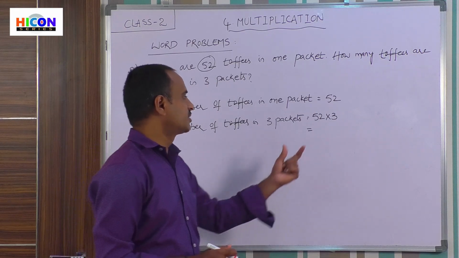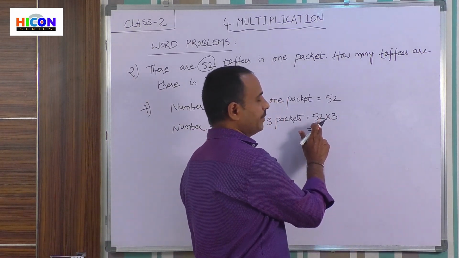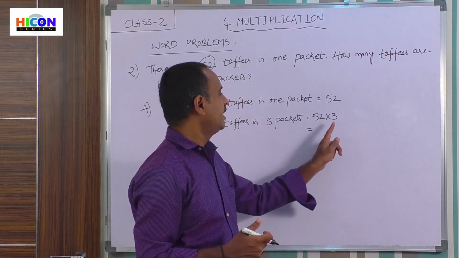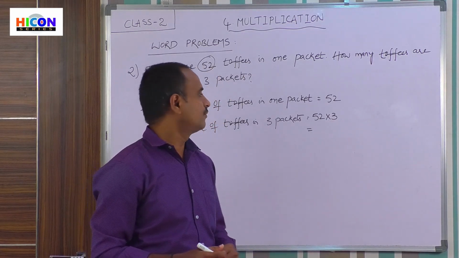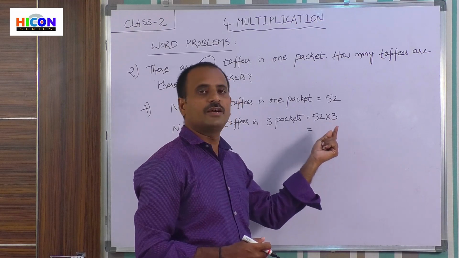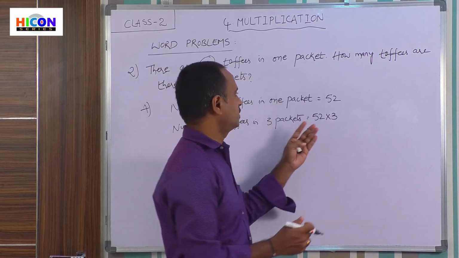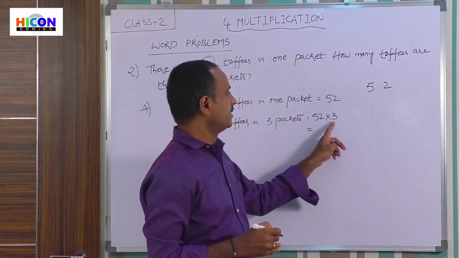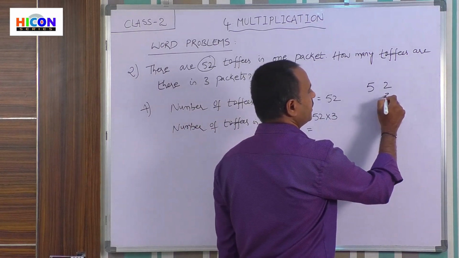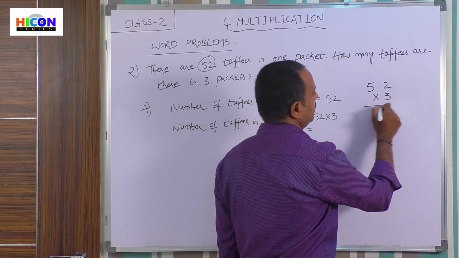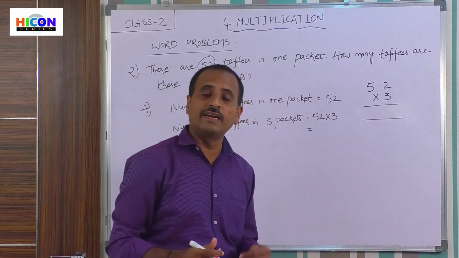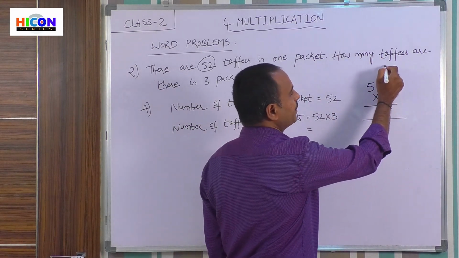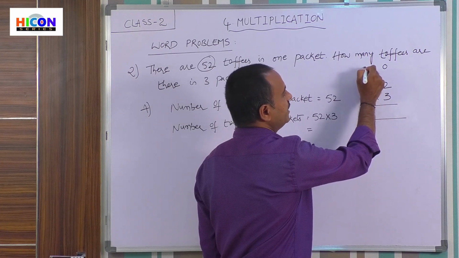So children, do this multiplication here. What is the number here? 52. And what is the second number? 3. Here 52 is a 2-digit number and 3 is a 1-digit number. So first write the number 52 and next write the number 3 below 52. Keep the multiplication symbol, and also write the places above each digit. In 52, 2 is present in 1's place and 5 is present in 10's place.